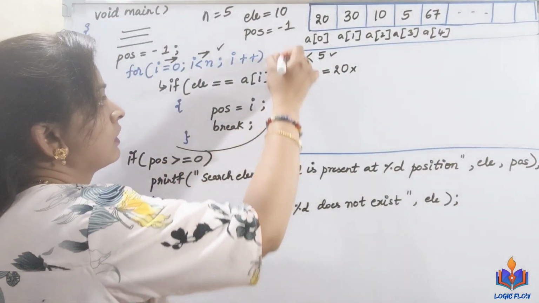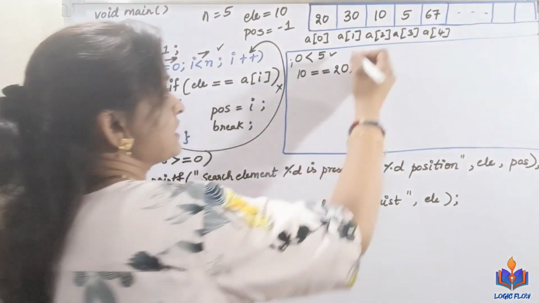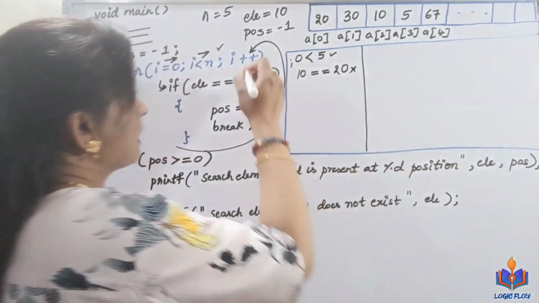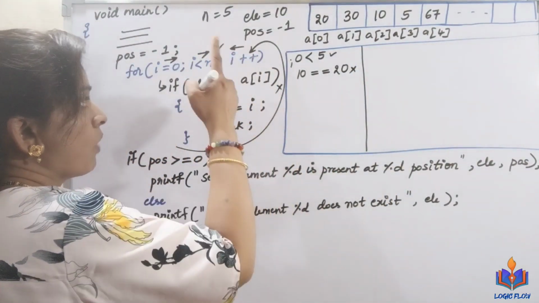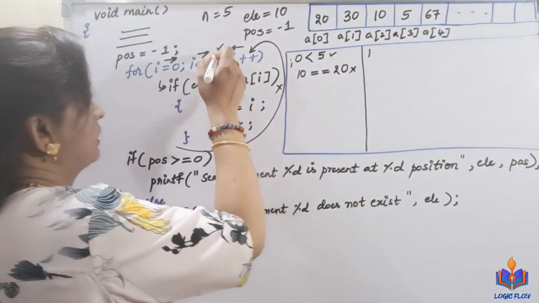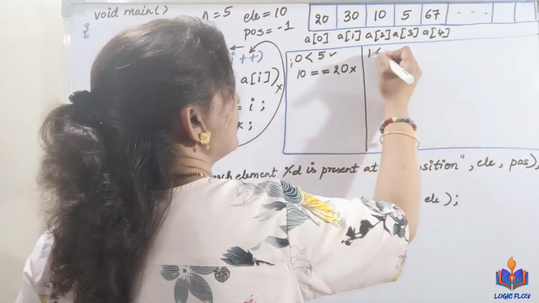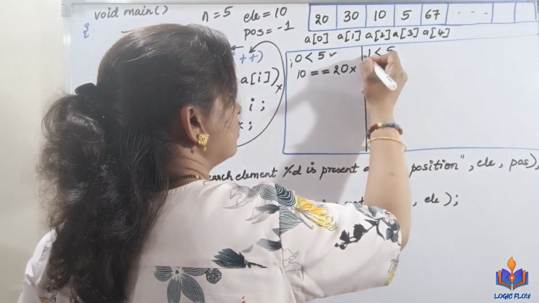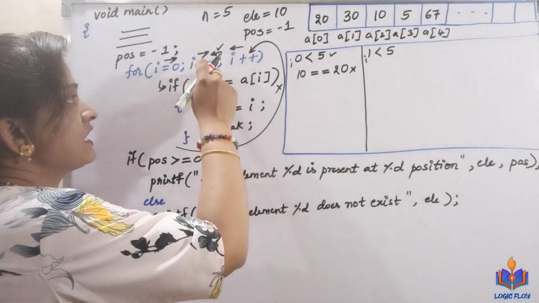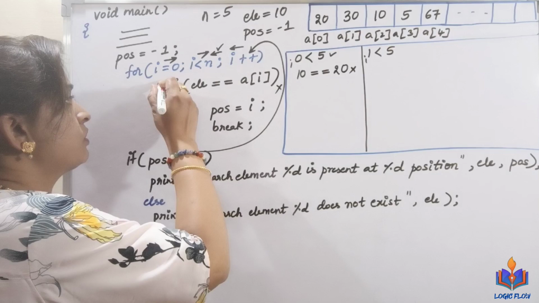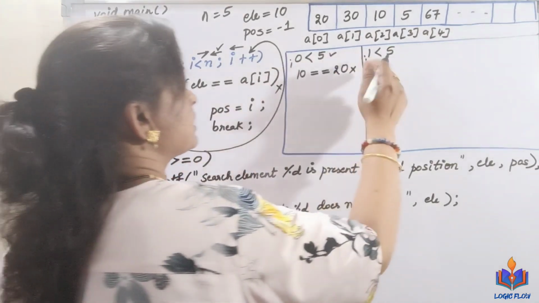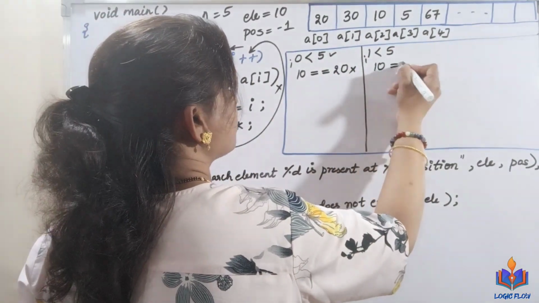Then the loop progresses. Now I gets incremented. I becomes 1. Again check the condition. 1 less than 5? This is the I value. Yes, so again the condition holds to execute this if statement. Search element 10 equals to A of I.